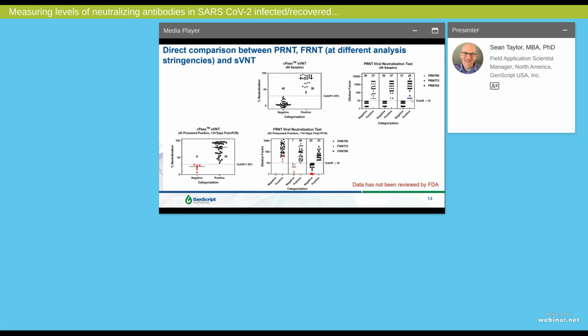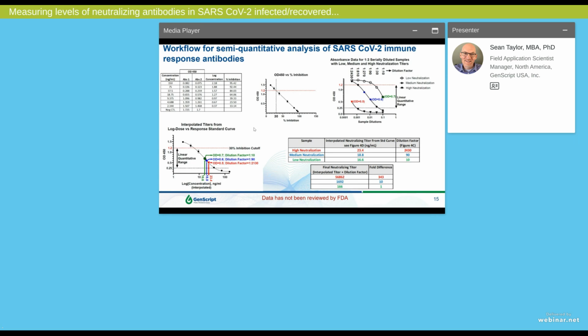lower sensitivity setting. So not only does the Cpass SVNT kit provide superior and more accurate data for delineating between positive and negative SARS-CoV-2 infected individuals versus traditional serology commercial tests that are out there, it can also substitute or at least complement live cell neutralization tests to determine whether samples have neutralization antibodies.